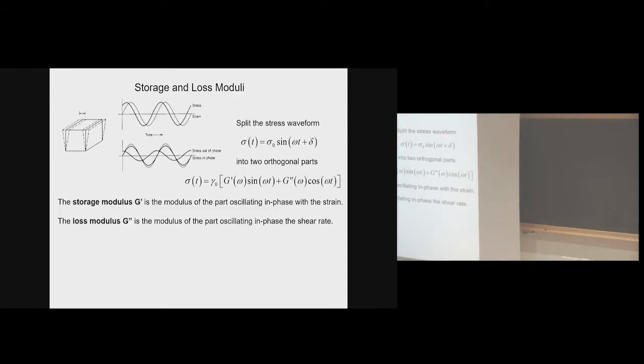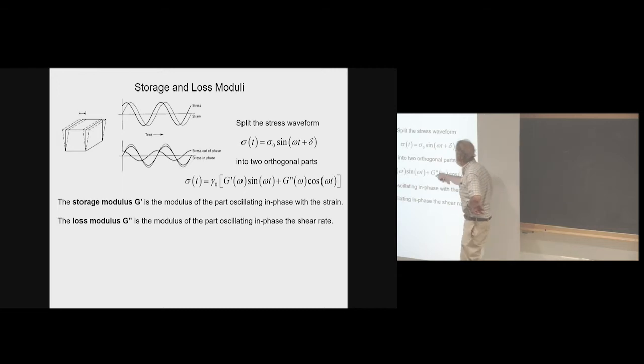And now we can get to defining storage and loss modulus, which are the nice things as a function of frequency that the rheometer just spits out, and we consider those to be our data. So we have a general stress wave, right, with the same frequency as our strain. That's important, but with a phase lag. We can always separate that into two orthogonal parts. One that's perfectly in phase with the strain, it goes like sine omega t, and another one goes like cosine omega t. That's perfectly in phase with the strain rate, right?